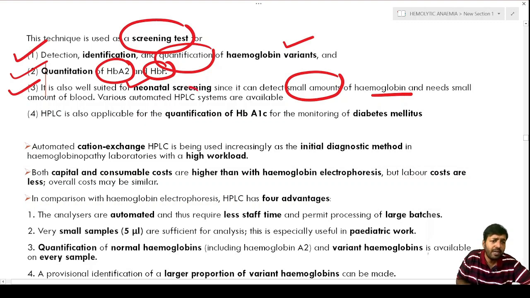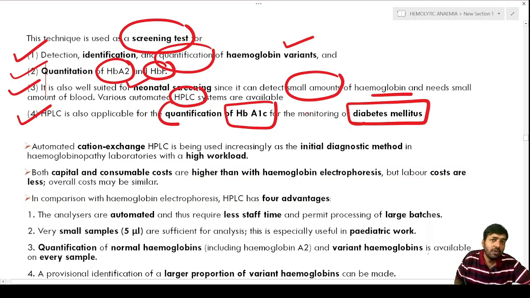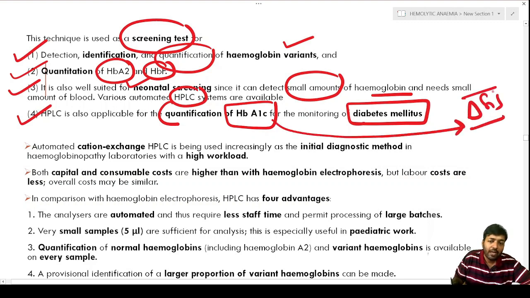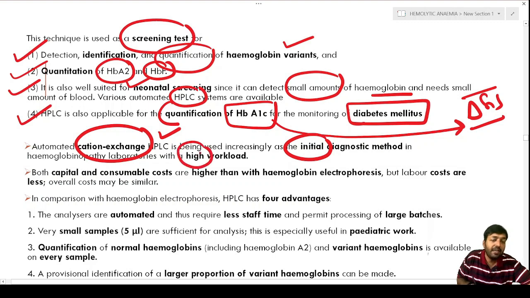Now, various automated HPLC systems are available. It is also used for quantification of HbA1c for monitoring diabetes mellitus. For those of you who don't know, HbA1c is the glycated form of the hemoglobin. And it is not only used for monitoring the progress, but nowadays it is also used for diagnosis of diabetes mellitus. Automated cation exchange HPLC is being used increasingly as the initial diagnostic method for diagnosis of hemoglobinopathies in laboratories which have a very high workload.